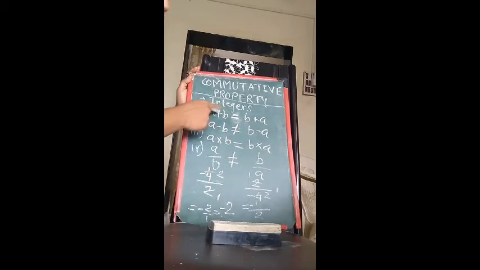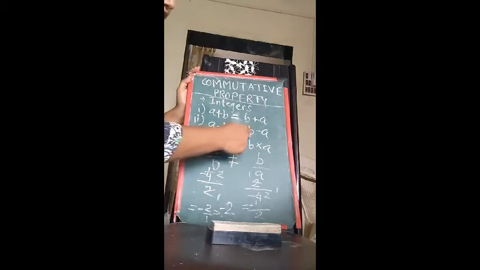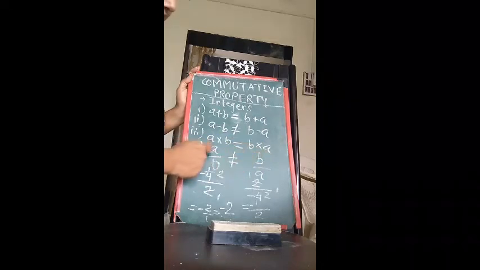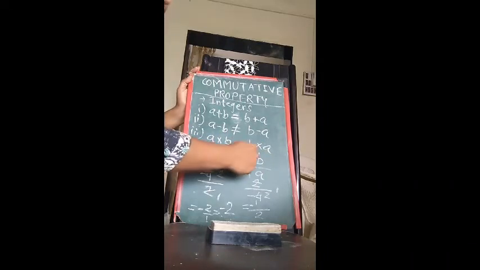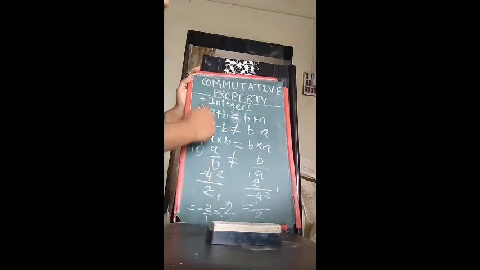A plus B is equal to B plus A. A minus B is not equal to B minus A. A multiplied by B is equal to B multiplied by A. A divided by B is not equal to B divided by A. Okay, this is the commutative property for integers.